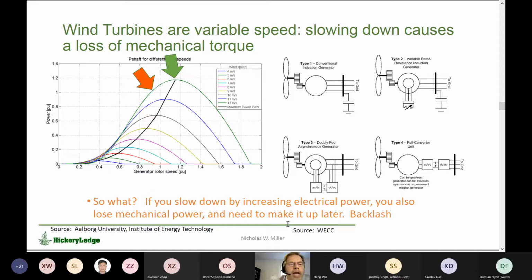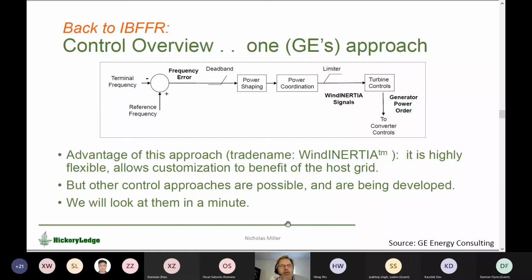So when we extract energy from the wind turbine, it slows down and we move from the green arrow to the red arrow, and that contributes to the backlash we need to make up. We are borrowing that energy, not creating it. So this is one control structure. This is the original GE wind inertia control structure.